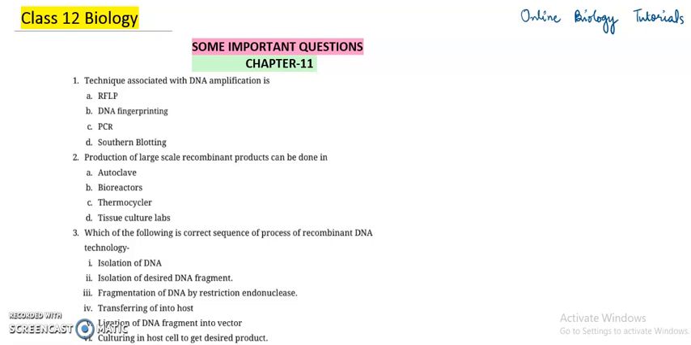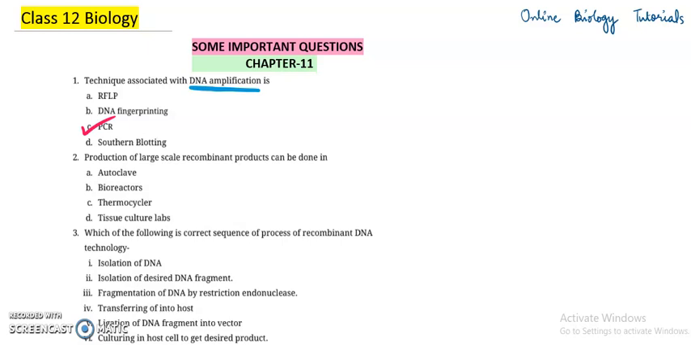Okay, so the first question that I have picked for you is a technique associated with DNA amplification. DNA amplification is the keyword here, meaning they are talking about the increase in the amount of DNA. So here we will quickly pick PCR, polymerase chain reaction.